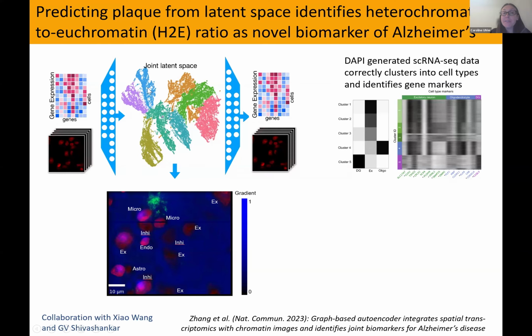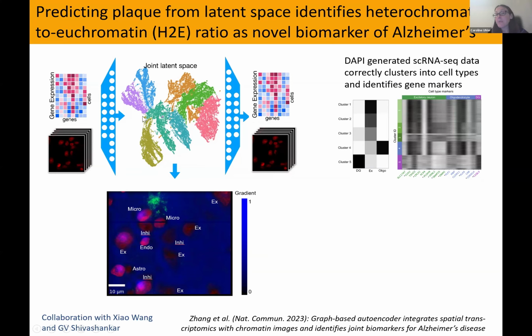And so every dot here is a cell, right? Two cells here are close together if they have similar gene expression profiles and a similar imaging profile. And then we just do clustering in this latent space. This is just a representation using UMAPs, same as how you would do it with single cell RNA-seq. You then do clustering in this latent space, and these are all our clusters.